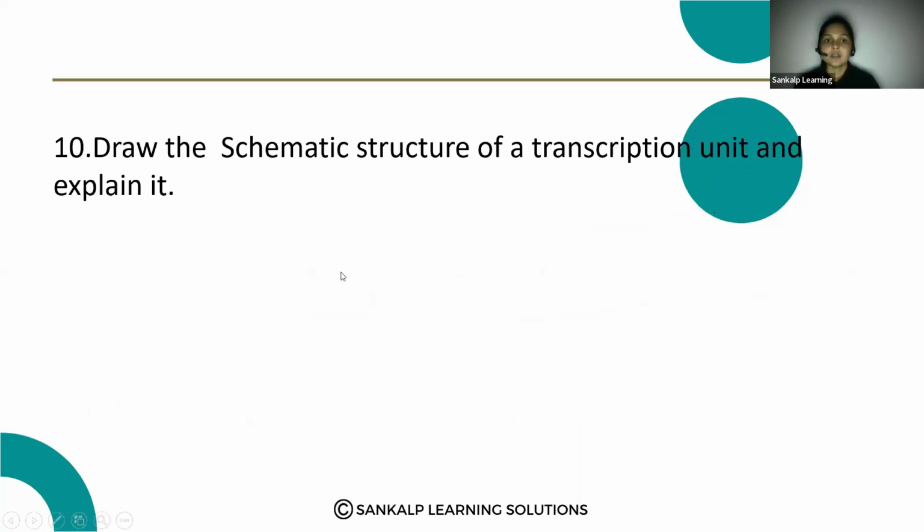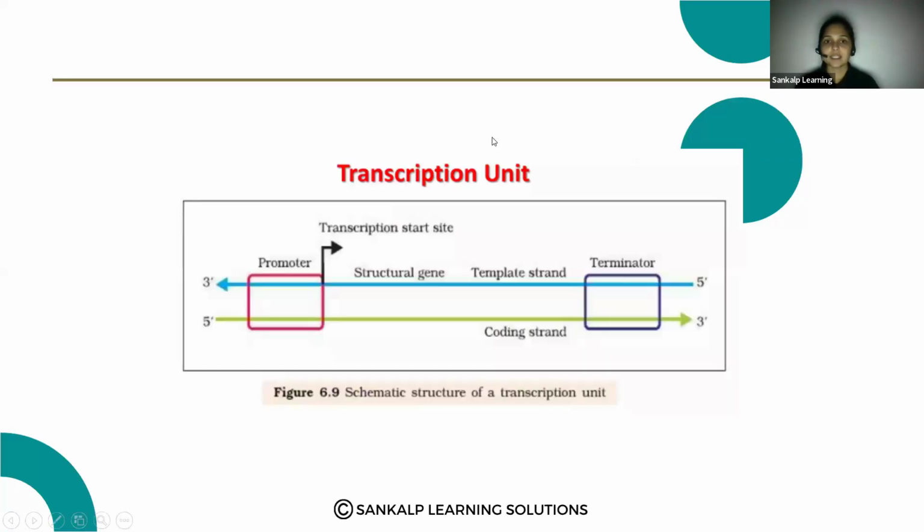Next question. Draw a schematic structure of a transcription unit and explain it. The schematic structure of the transcription unit is like this, which has two strands, the template strand and the coding strand, and the promoter and the terminator. So here you have to write the explanation.